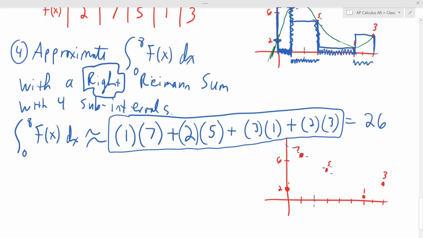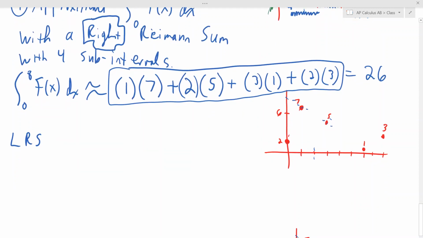All right, so if they had asked us to do a left Riemann sum or a left-hand sum, then we would do it like this, the integral from 0 to 8 f of x. They're not going to ask you to do all of these. They're going to ask you to do one of these. I'm just running through them all so you can see the difference.